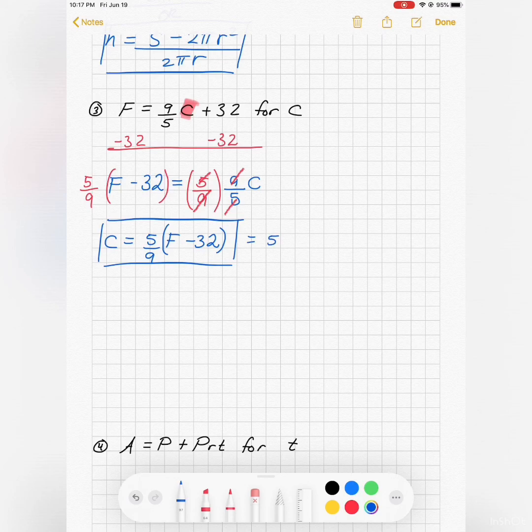Or I could go ahead and distribute. Let's see, what is 32? 32 is 16 times 2, so 8 times 4. Nothing there divisible by 3 or 9. So I think there I'd probably just leave the answer as it is. It's like the simplest form.